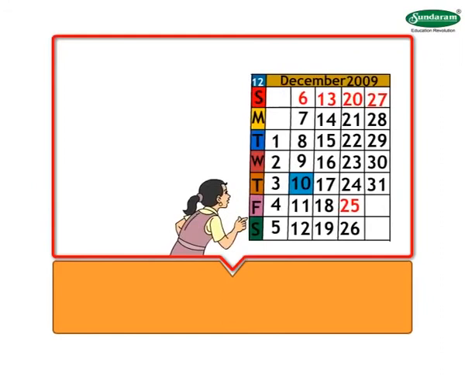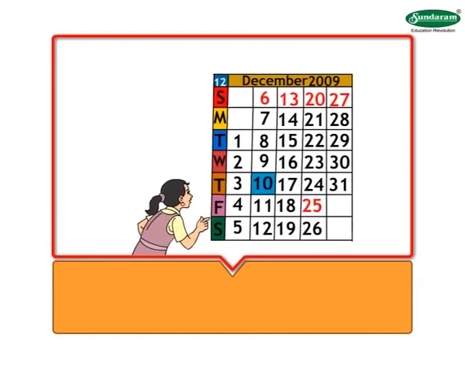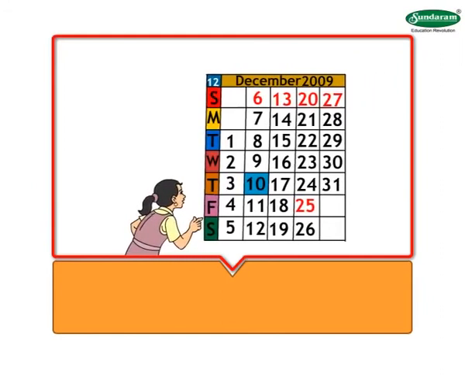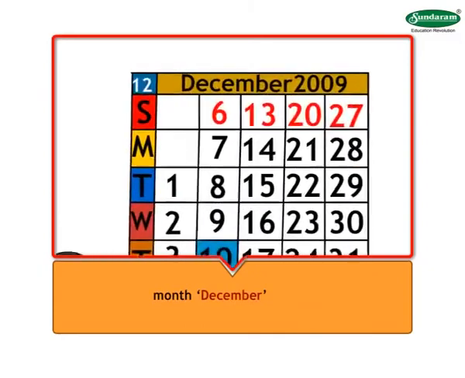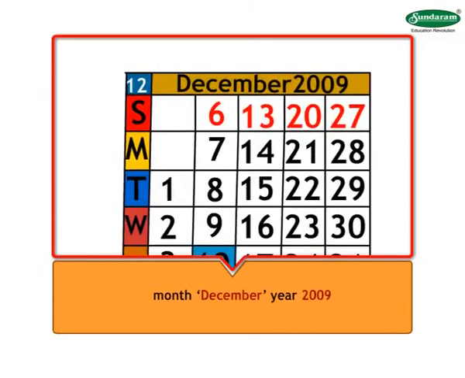Now, let us take the example given in the textbook. See the calendar given. At the top, you can see the number 12, which shows it is the 12th month of the year. Then, next to 12, the name of the month December is written. Also, the year 2009 is written next to December. Thus, it is a calendar of the 12th month December of the year 2009.